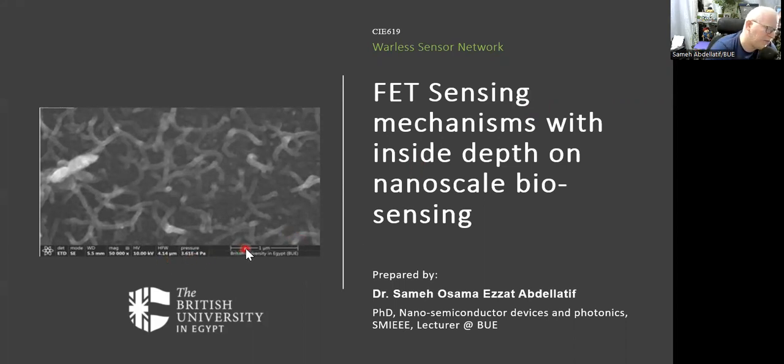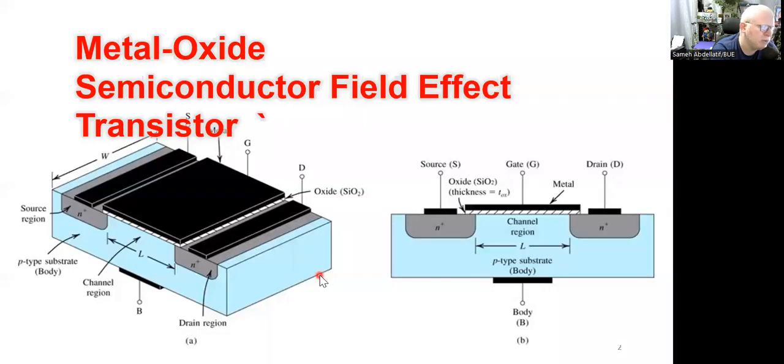So before going generally into FET, let's start with the most common transistor, or maybe the most common transistor you learned about in your undergraduate study, which is the metal oxide semiconductor field effect transistor, or MOSFET. If you remember, my dear students, MOSFET is a four-terminal device. Source, drain, and gate with the body are the four terminals constructing the MOSFET.